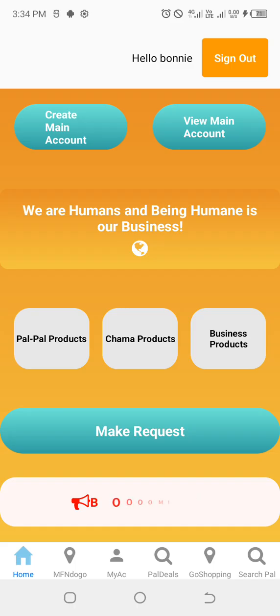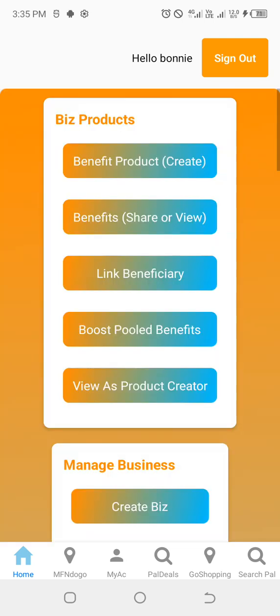So this one can be employed across all sectors. Maybe it's a real estate company selling parcels of land. They only need to come to MiFedha and create a product here. You can see up there, benefit product, create. So they create a product there. A business can open a business account under benefit product, create again.